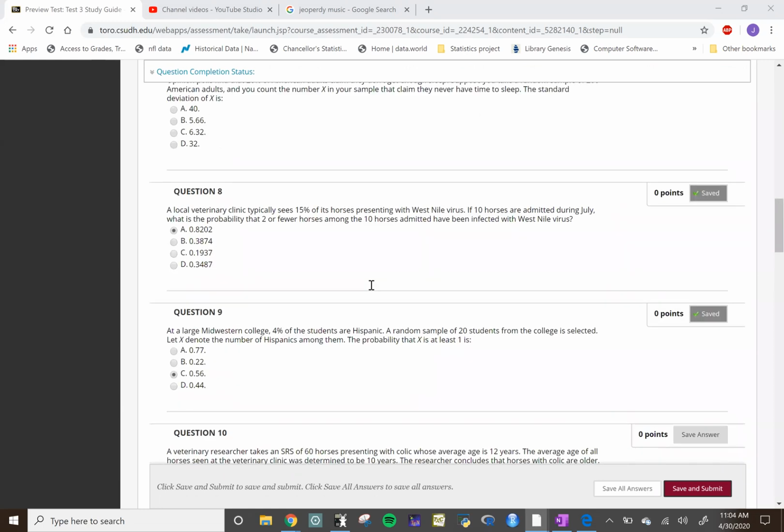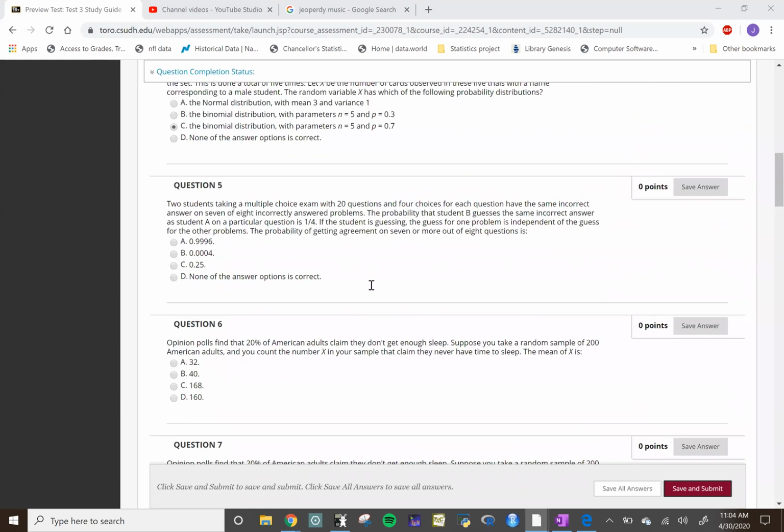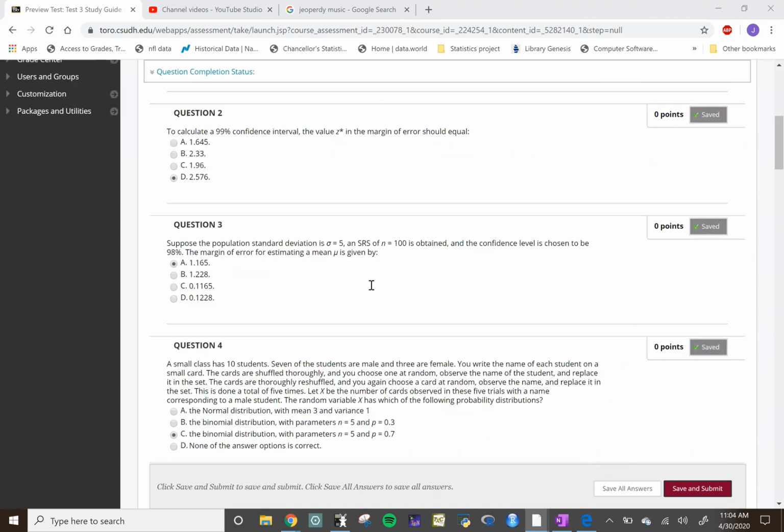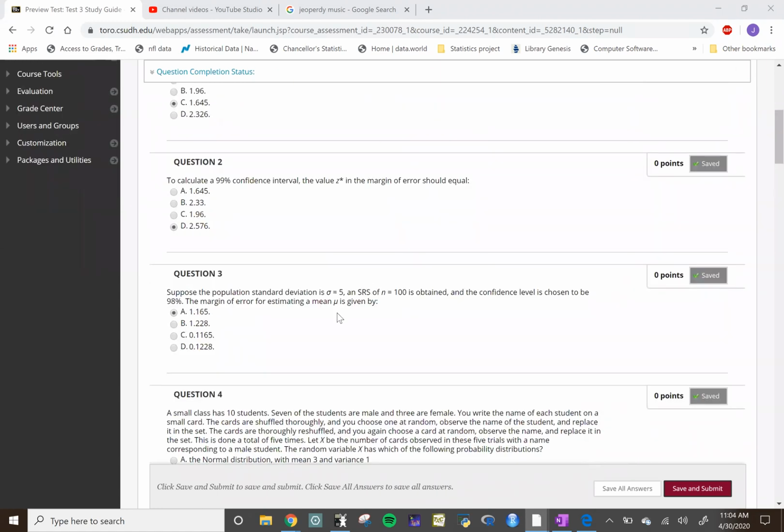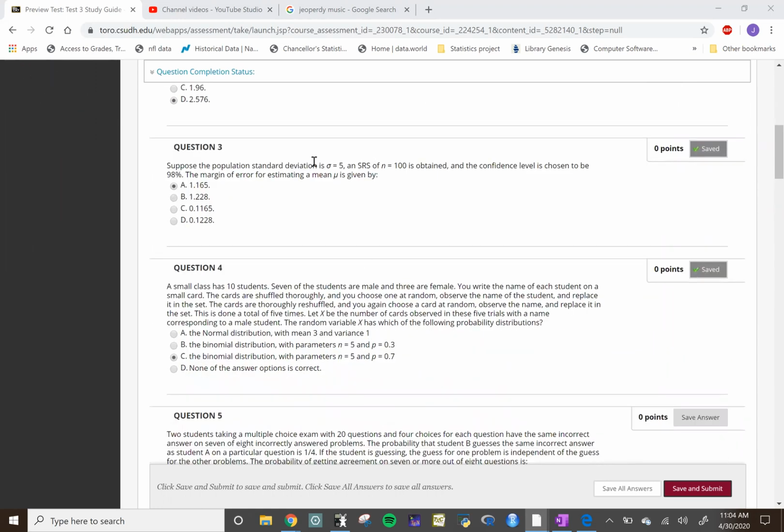Or say, question number 3. It's not going to be this blatantly easy, where sigma is equal to 5, n is equal to 100, and you should know n is your sample size and sigma is the standard deviation of 5. But yeah, the test should be something similar to this.